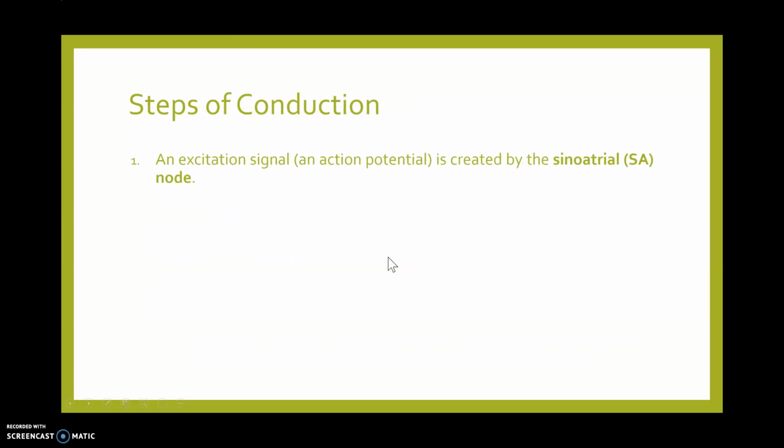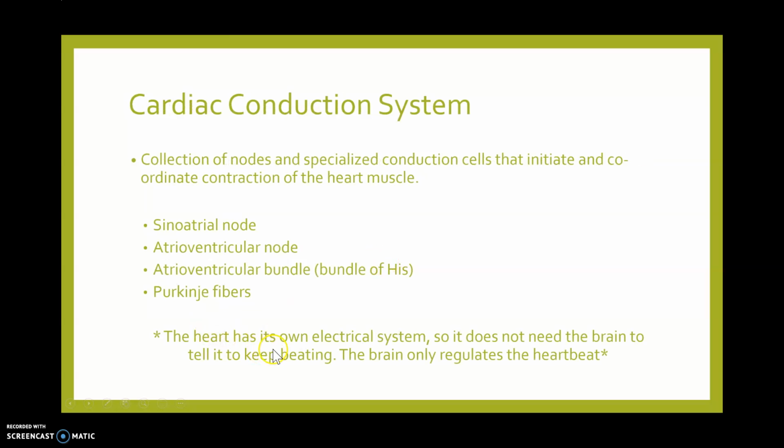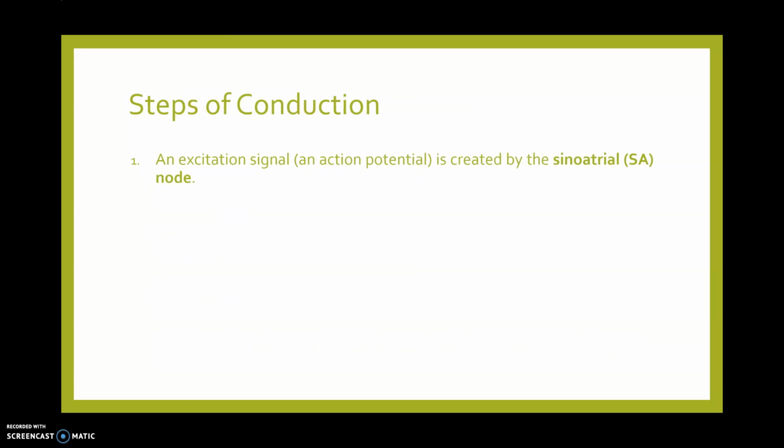One really important thing that I want to point out here is that the heart has its own electrical system. So it does not need the brain to keep beating, but the brain regulates the heartbeat. The heart beats on its own. Your brain is not telling your heart to beat, but it does help regulate your heartbeat so it doesn't go too fast or too slow. So let's talk about the steps of this conduction system.